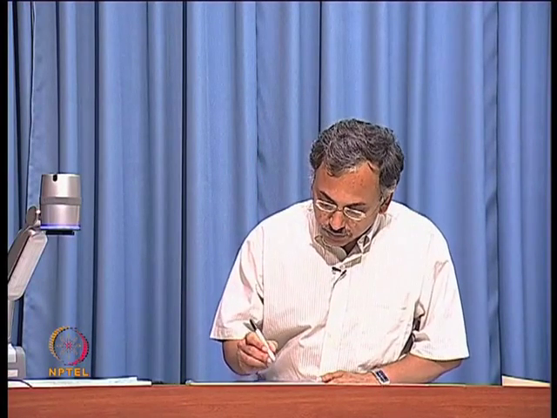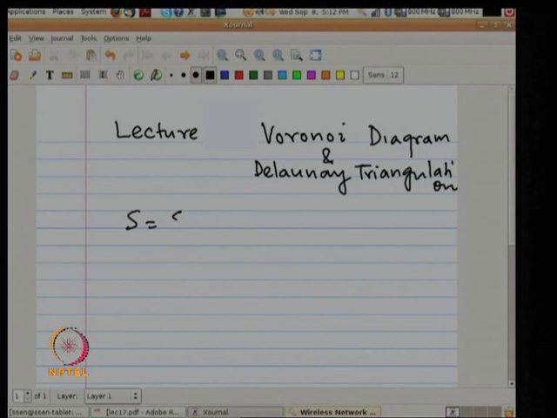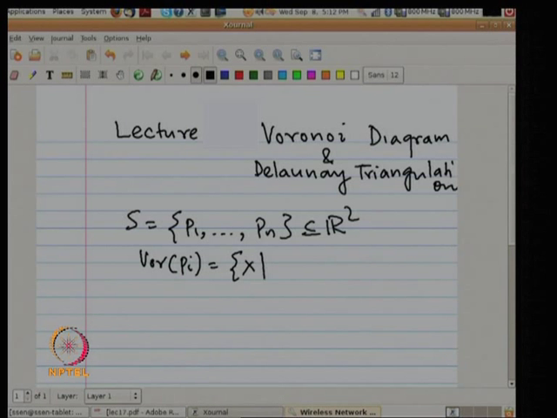Okay. So, let us begin. If you remember, you are given a set of points in 2D, and the definition of... so that was the definition of Voronoi cell.